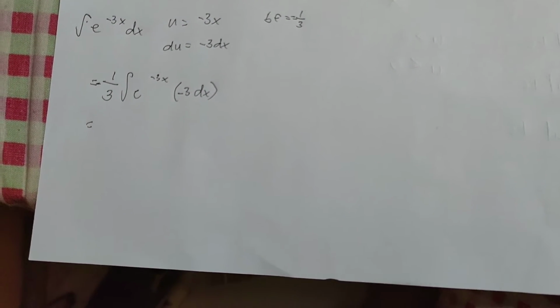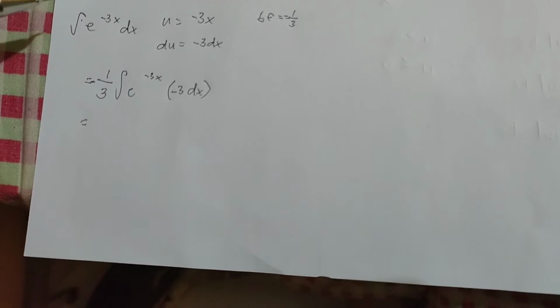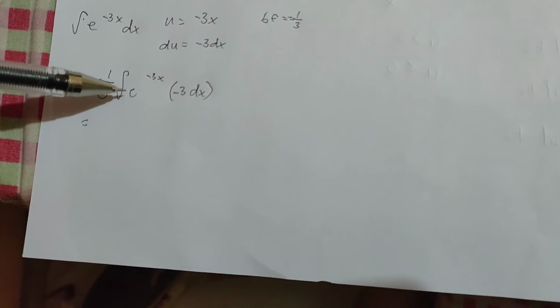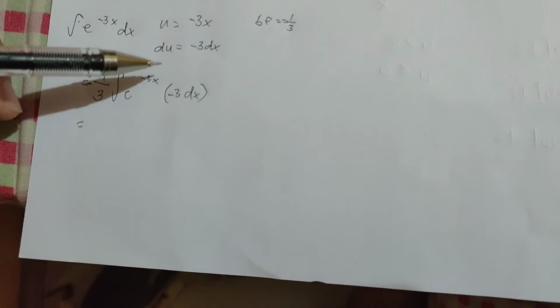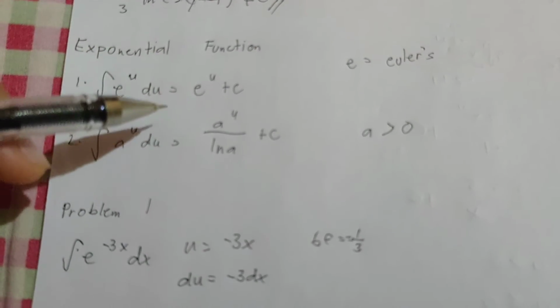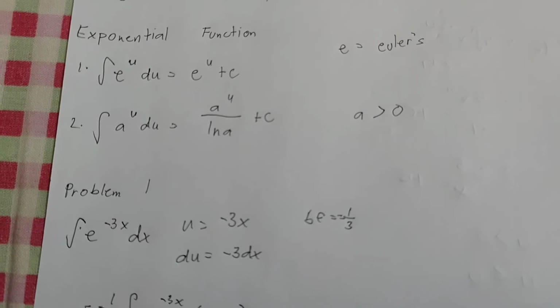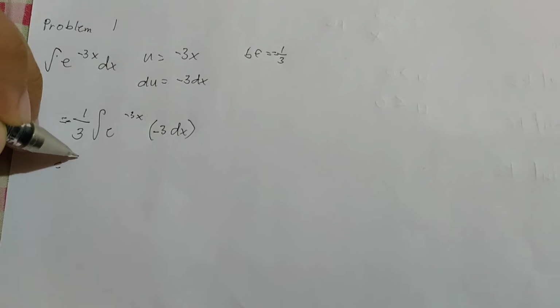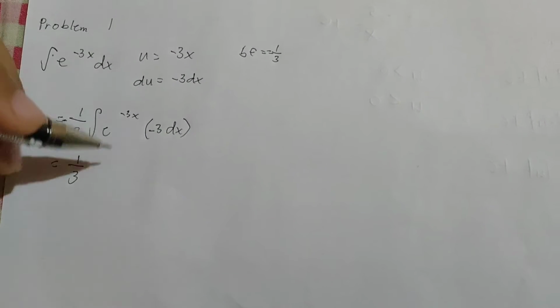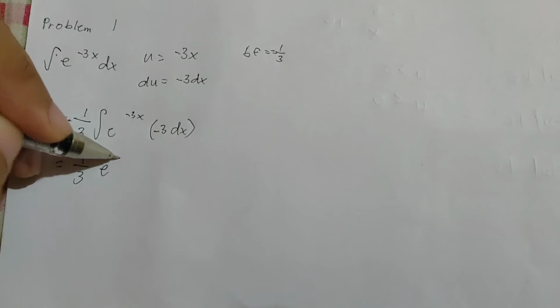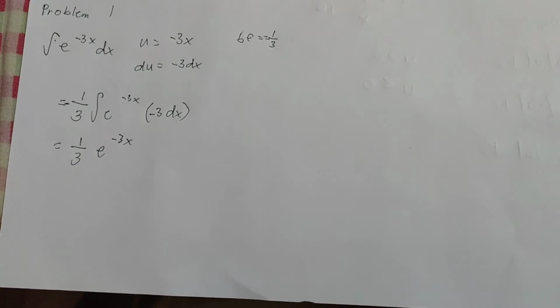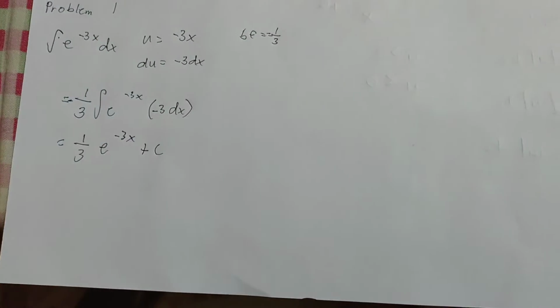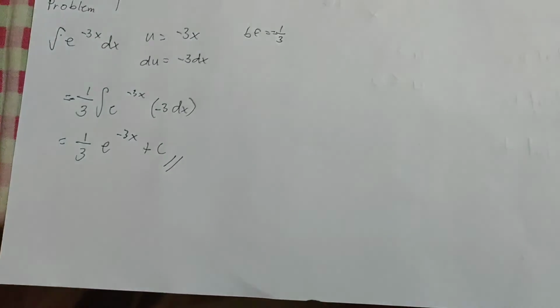And we all know the integral of e raised to negative 3x follows our formula number 1, which is this. You'll just simply copy the negative 1/3, the Euler's e raised to negative 3x, plus c. That's our final answer.